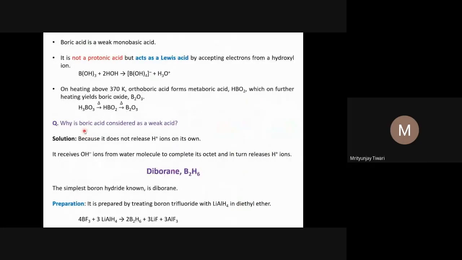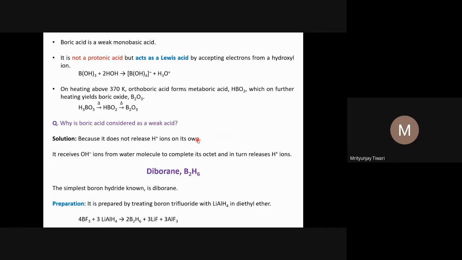Now let's see this question: why is boric acid considered a weak acid? As I said earlier, boric acid is a very weak acid, and the reason is that it does not release H plus ion on its own. However, it has a vacant p orbital, and so it can accept one OH minus group from the water, and we know the ionization of water is not that facile.